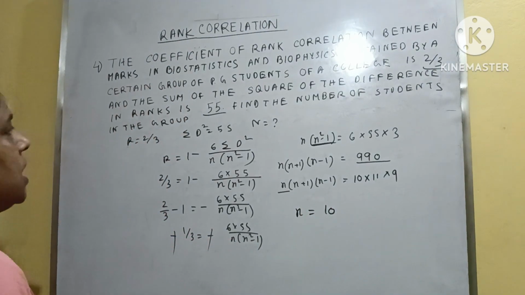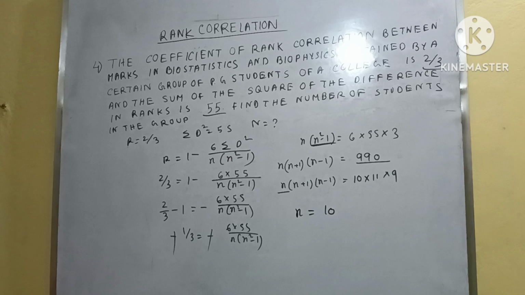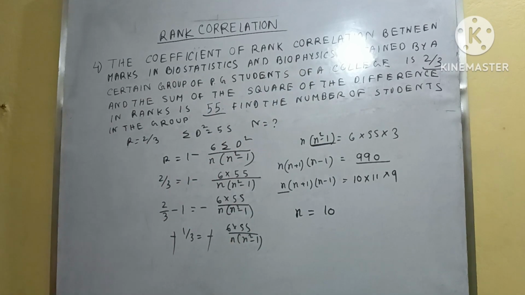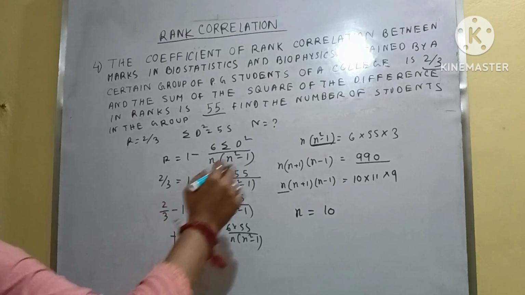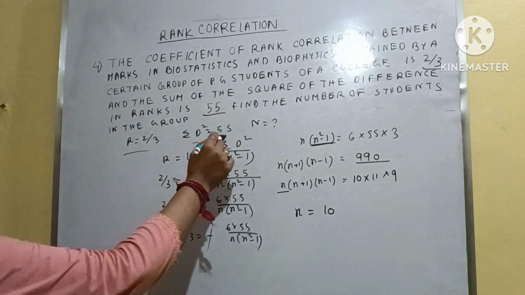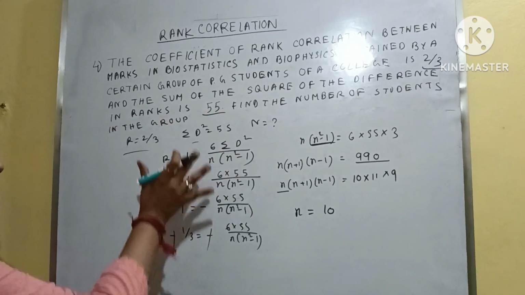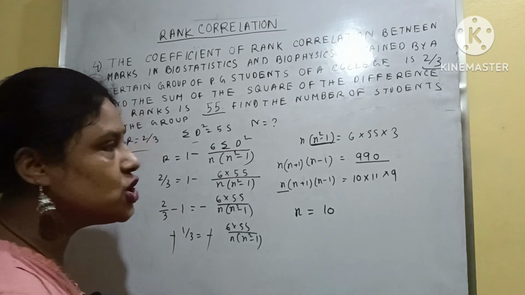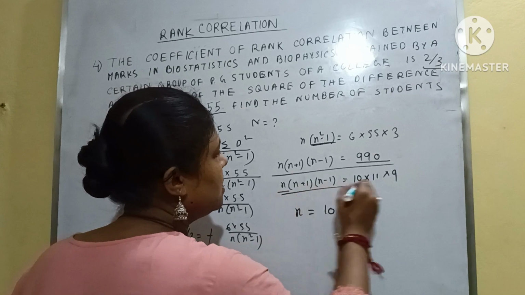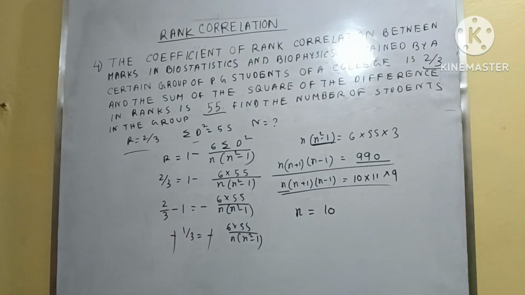Clear? This is the sum and you have to do this sum in such a way. First, this is the question. We take the numbers that are needed for the calculation: first, 2 by 3, that is the R value, and then D square, that is 55. What is the actual thing here? We have to do this, otherwise we cannot find the N value.